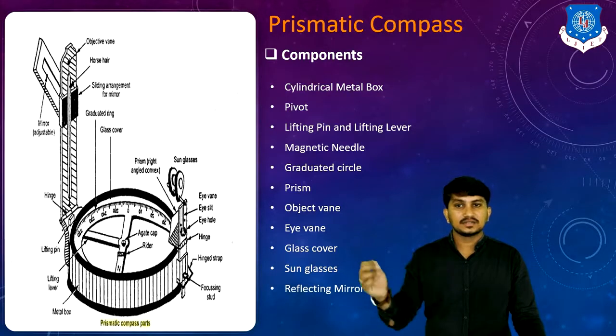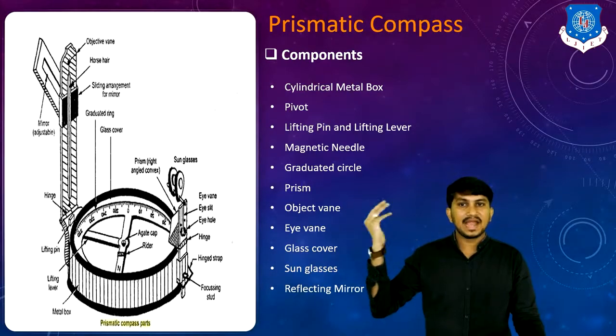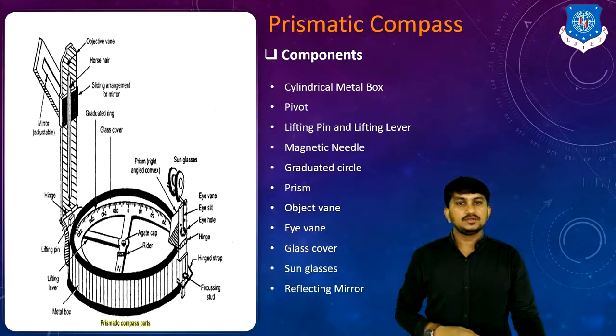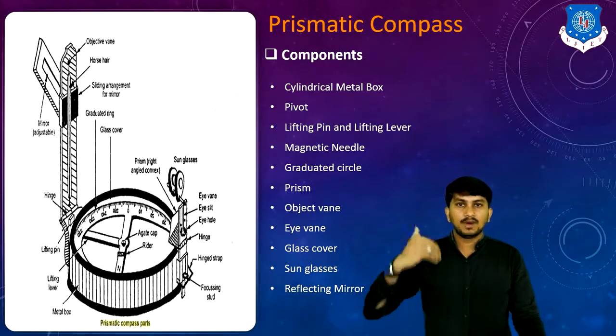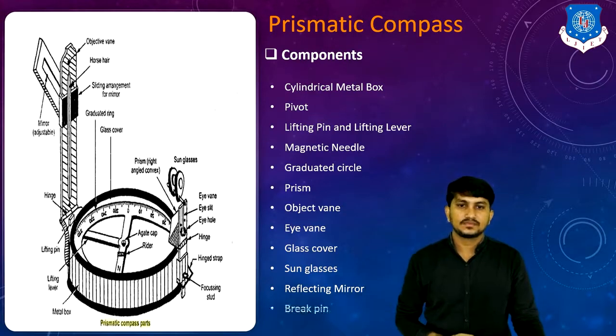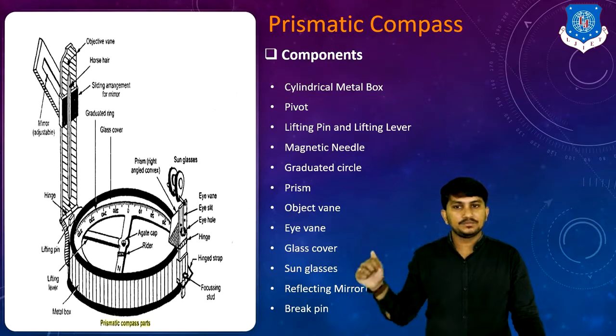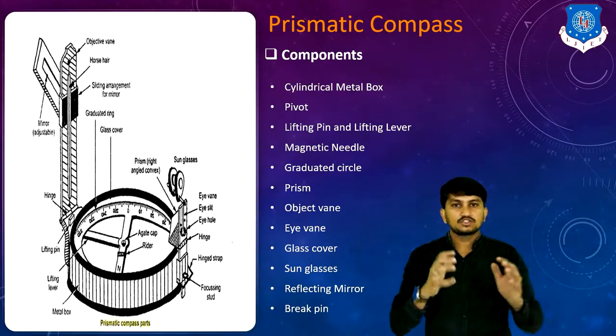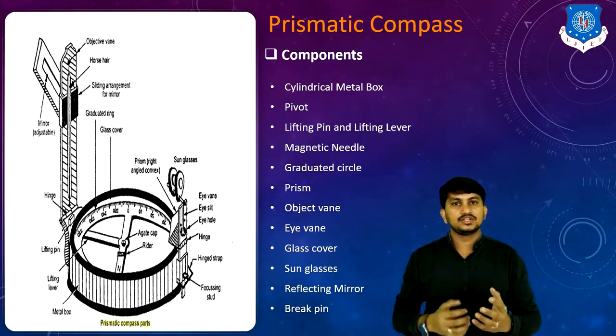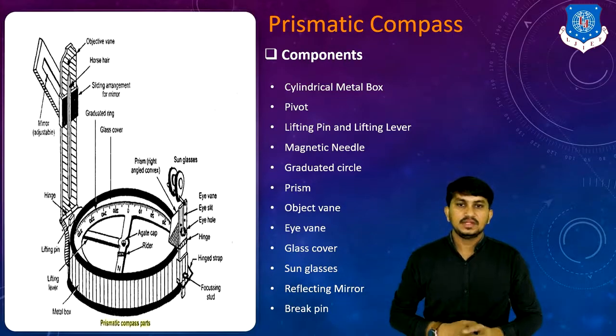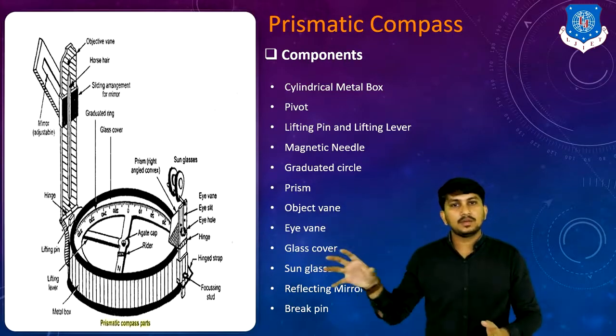Next is reflecting mirror, which is exactly behind the object vein, which is used to see the object below or above the line of sight. Next is brake pin, which is exactly below the object vein, which is used to stop the unwanted oscillation of magnetic needle. This is all about various components of prismatic compass.